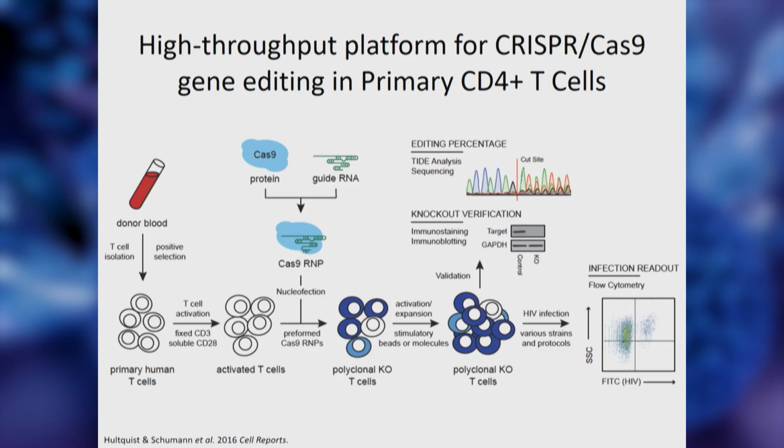So this is just a schematic of the platform that I'm going to be using today and talking about. We take T cells from donor blood, isolate them out and activate them. You can activate them however you wish. These activated T cells are then nucleofected with in vitro synthesized CRISPR-Cas9 RNPs. That generates a polyclonal knockout pool, which can be expanded with very little toxicity, used for validation by immunostaining or immunoblotting, and or at the DNA level by sequencing, and then these can be used for downstream phenotypic assays.